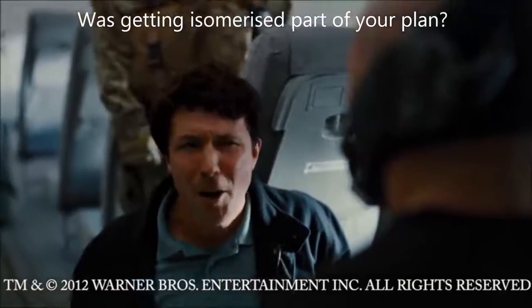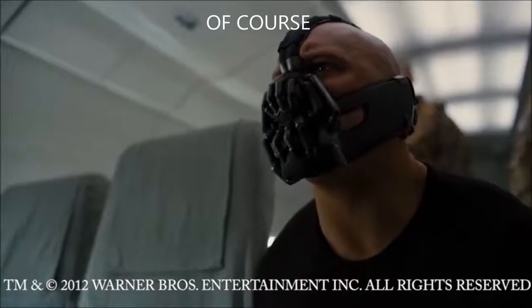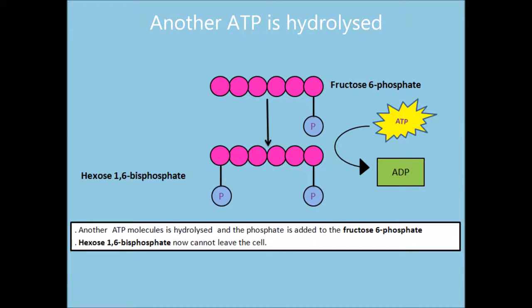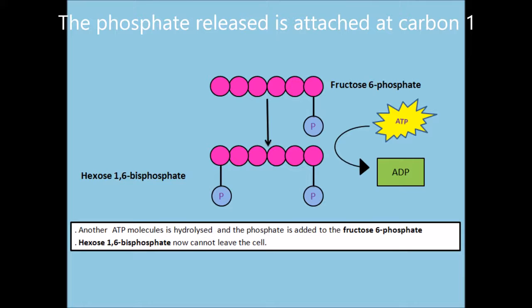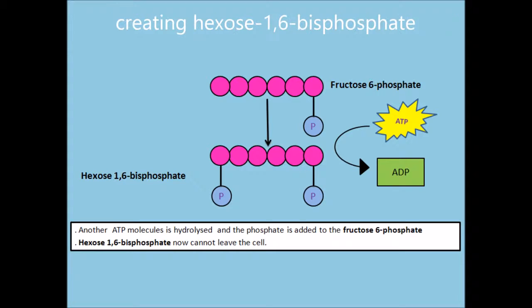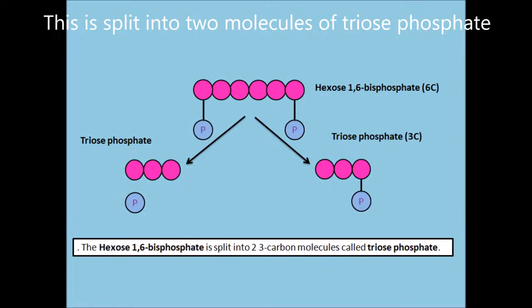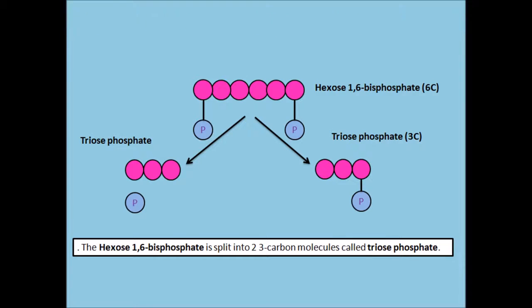Was getting isomerized part of your plan? Of course. Another ATP is hydrolyzed, and the phosphate released is attached to carbon 1, creating hexose 1,6-bisphosphate. This is split into 2 molecules of triose phosphate.